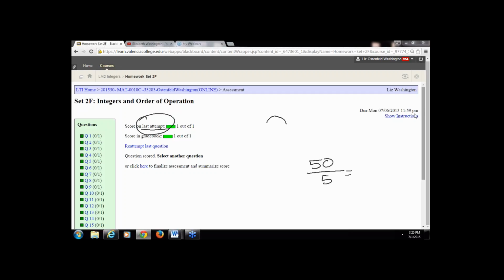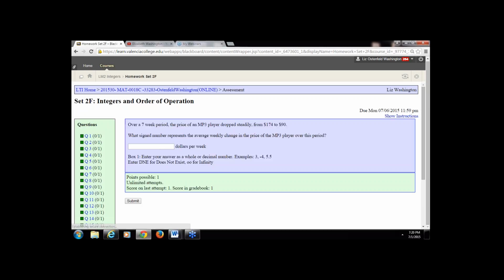Take your time, read the instructions really well. You've got to read them a couple of times. Same thing here. So now we have a 7-week period. The price dropped, so again, we're talking about a negative 174.90. So 174 minus 90 is 84, right? And then we have 84 over a 7-week period. So we have $12 a week, but again, it went down, so it's going to be a negative 12.